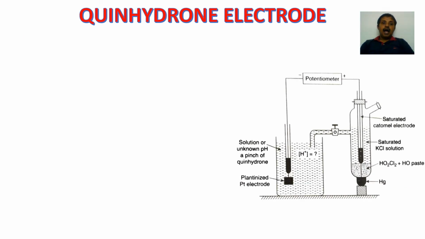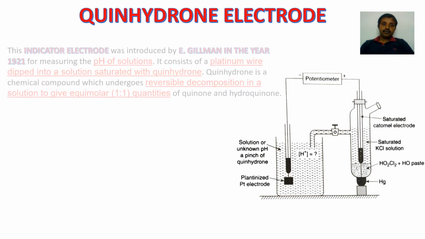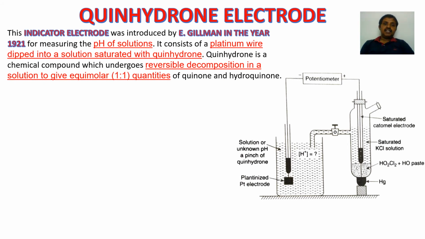Now, quinhydrone electrode. Let us discuss the quinhydrone electrode. This is an indicator electrode, which was introduced by Gilman in the year 1921 for measuring the pH of solutions.